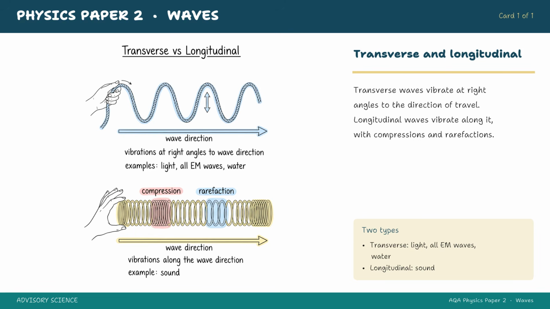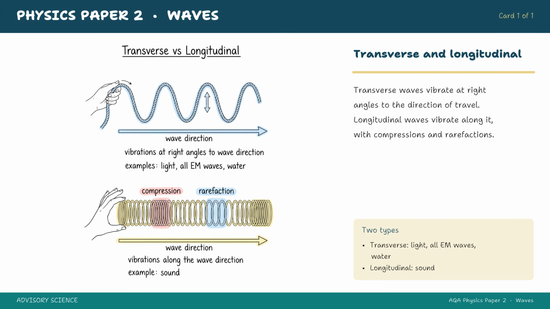In a longitudinal wave, the vibrations are along the same direction that the wave travels, and they make squashed up compressions and spread out rarefactions. If you push and pull a slinky, the pulse travels along while the coils bunch up and stretch out. Sound is an example of a longitudinal wave.